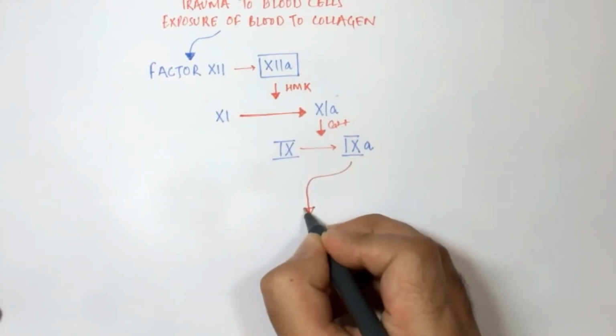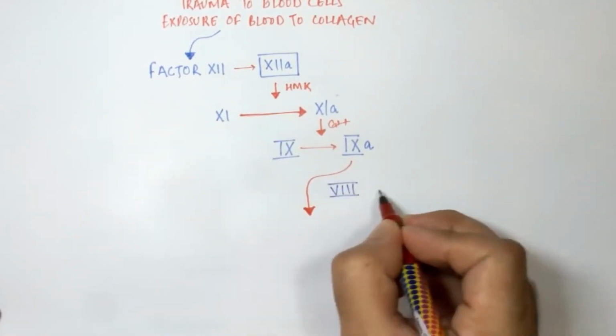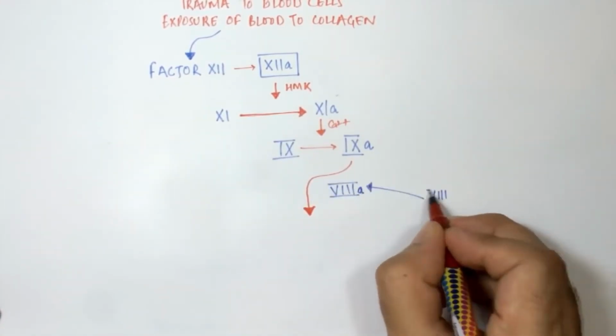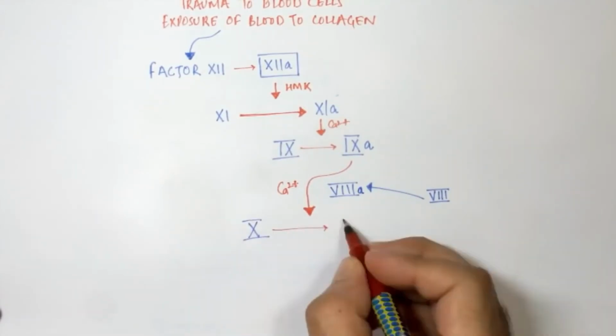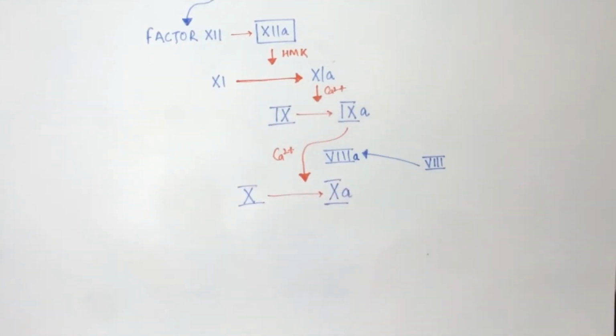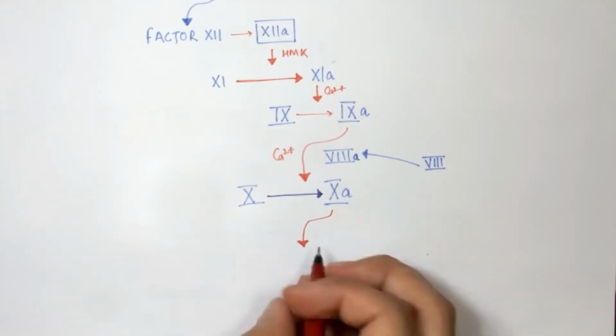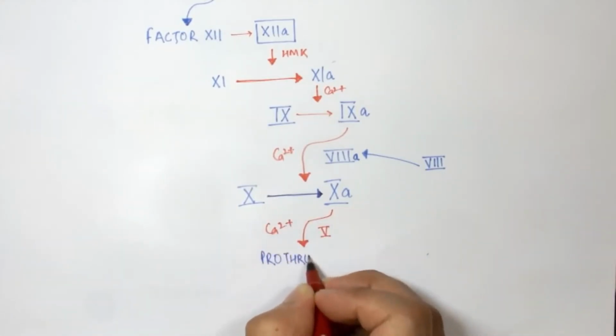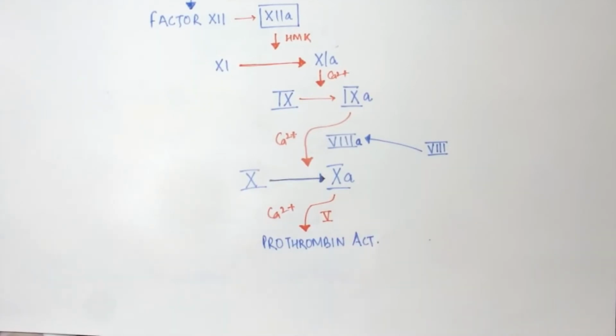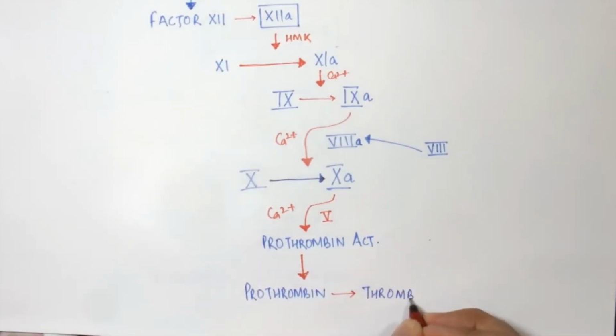And then the factor number 9, which is activated in the presence of factor number 8A, which is derived from factor number 8. It combines with the calcium ions and causes the activation of factor number 10. And then the events are almost the same as that of the extrinsic pathway, that is, combination of the activated factor 10 with calcium ions and factor 5 and formation of a prothrombin activator. And the prothrombin activator subsequently acts on the prothrombin, forming thrombin.